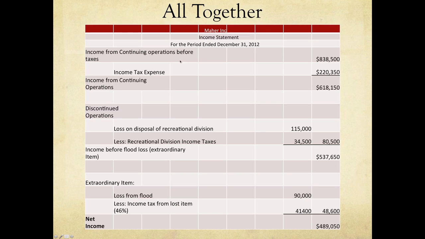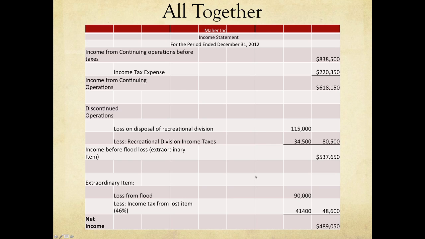You've got your income before your taxes, the income tax expense. Here's your income from continuing operations. Then you put your discontinued operations in, and that's your net income after that. Then your extraordinary item, and finally here's your final net income.